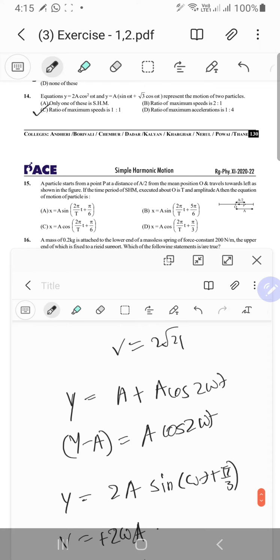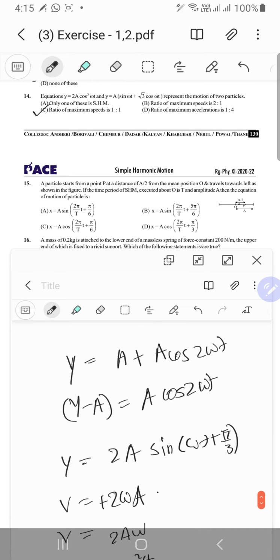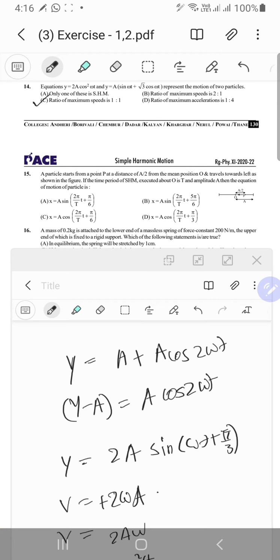Did I make some mistake? Well, 2 times... Okay. 2 cosine squared of a is only 1 plus cosine of 2 omega t. Differentiating, you do get that thing, so no problem, right? Well, so yeah, this is correct.